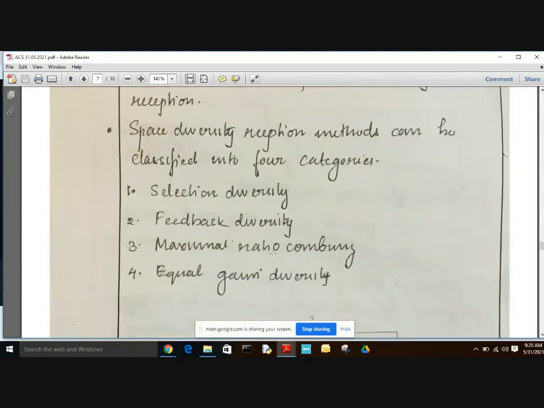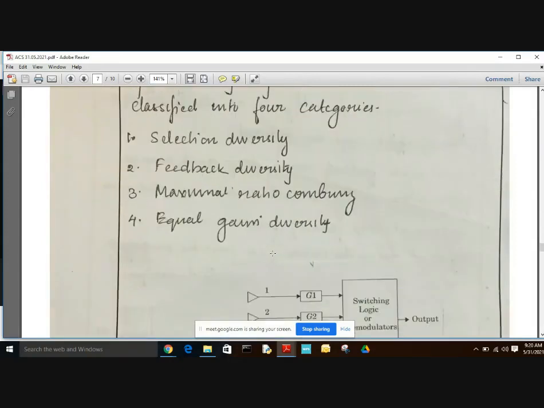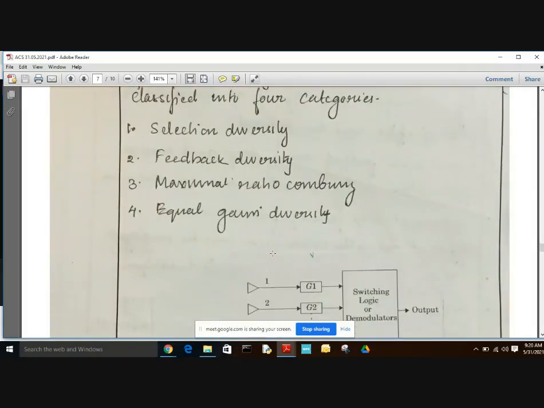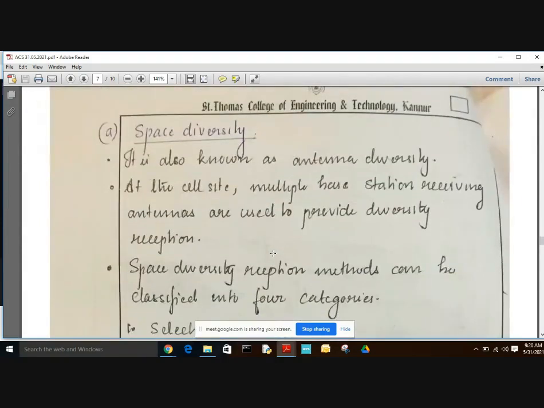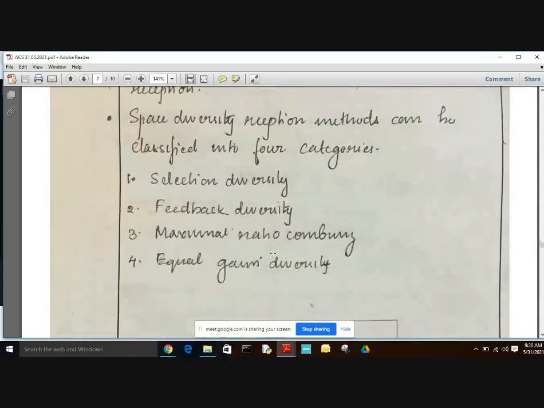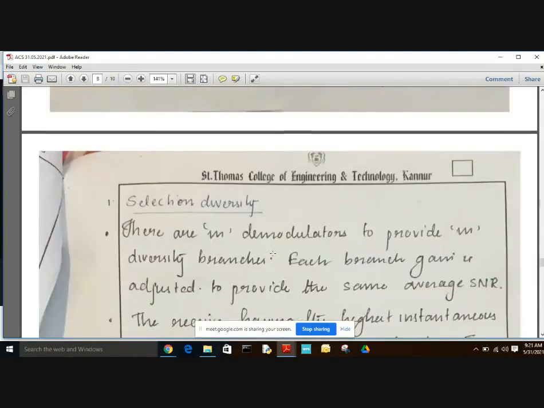One is selection diversity, next is feedback diversity, the third one is maximal ratio combining diversity, and the fourth one is equal gain diversity. The space diversity is based on antenna diversity, and at the cell site we have multiple base station receiving antennas that are used to provide diversity reception. This diversity technique is used to decrease the effect of fading, which can be large scale fading or small scale fading. The diversity technique for small scale fading is called the microscopic diversity technique.